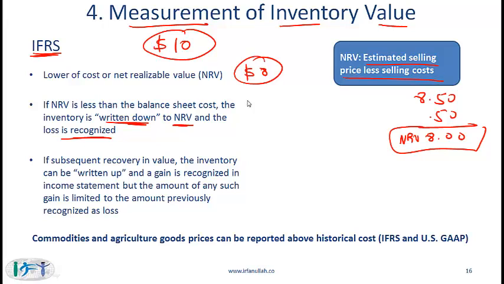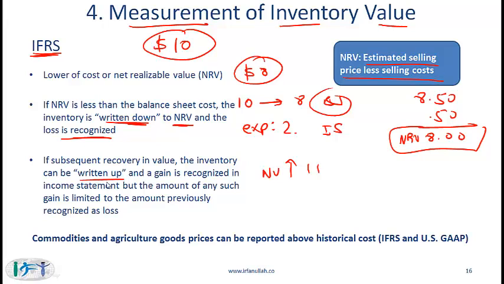The treatment on the balance sheet then is to take the $10 inventory and write it down to 8. This is the balance sheet. That loss of 2 then is shown on the income statement as an expense. If there is a subsequent recovery in value, let's say that the NRV now goes back up to 11, the inventory can be written up and a gain is recorded in the income statement, but the amount of any such gain is limited to the amount previously recorded as a loss.